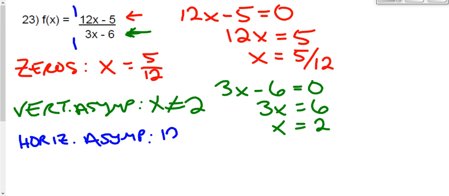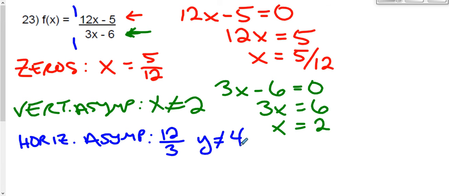of the leading coefficient 12 divided by the leading coefficient 3. I can actually do 12 over 3, which means the y value that I'm going to be getting close to but never reaching is 12 divided by 3, which is 4. And that's it. That problem's done.